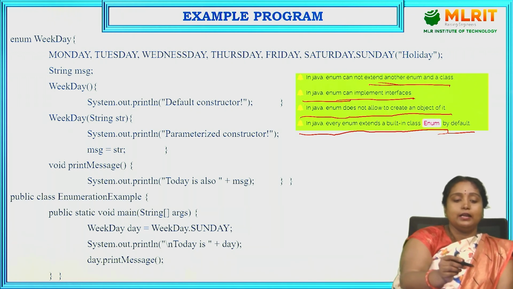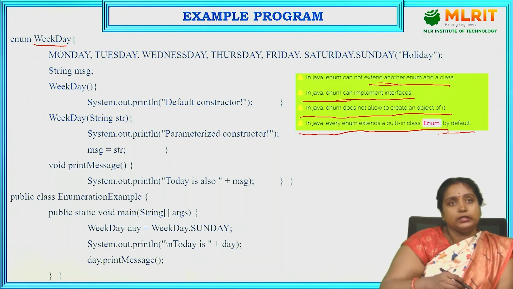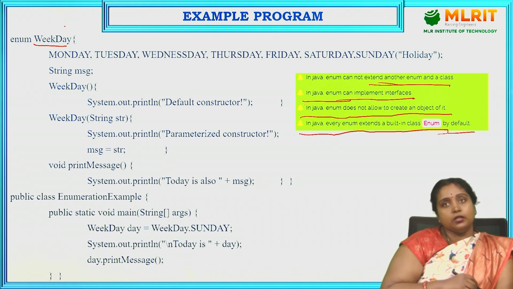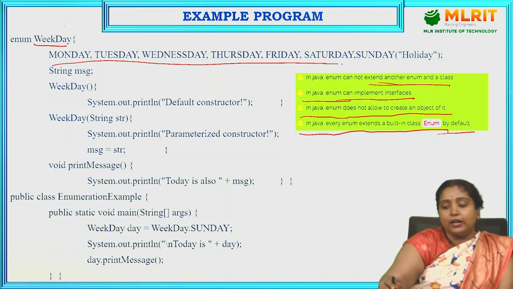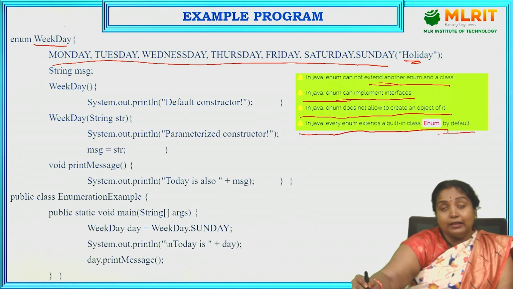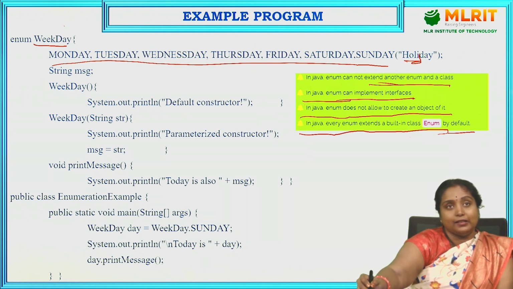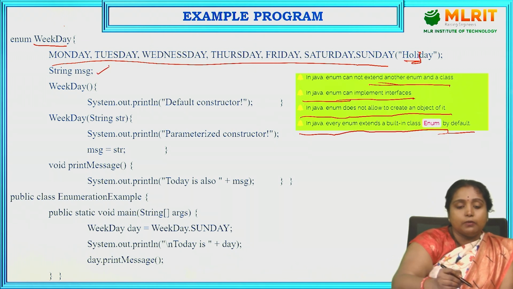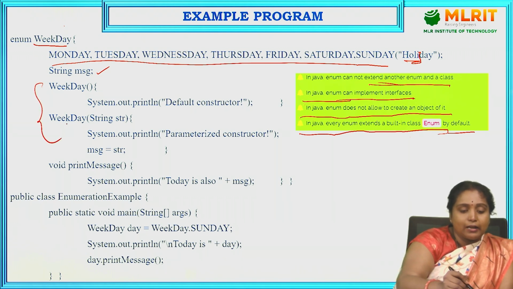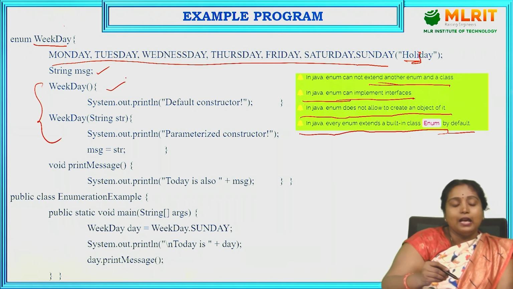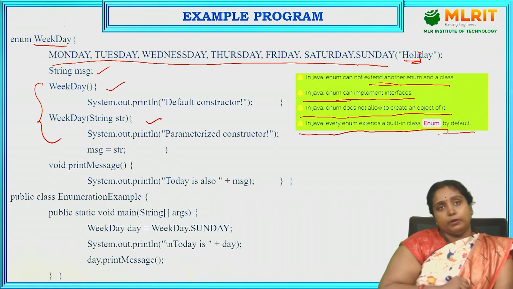So here, what was my enum? Enumeration. Weekday is my enumeration. I have constant values as Monday, Tuesday, Wednesday, Thursday, Friday and Saturday. I am creating Saturday, Sunday as a holiday. And I am having a string message variable here, and I am having two constructors. One is a default constructor and the second one is a parameterized constructor.